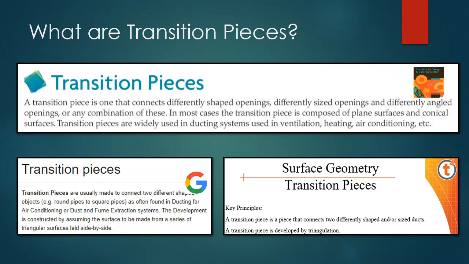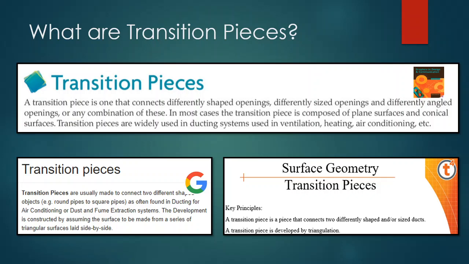In most cases, the transition piece is composed of plane surfaces and conical surfaces. So here it also says about plane surfaces and conical surfaces. Planes would be flat surfaces, and conical surfaces would be the round ones. Transition pieces are widely used in ducting systems used in ventilation, heating, air conditioning, etc.